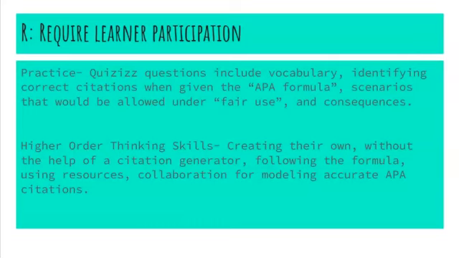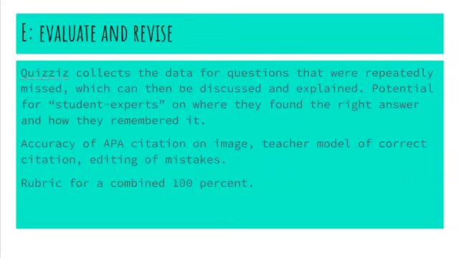Those are higher order thinking skills. They also get to create their own without the help of a citation generator. That kind of does some of the work for them, but they need to be masters before they can have those almost cheat sheets. And then they get to collaborate for modeling accurate APA citations, and they get to see and experience what their friends find interesting.